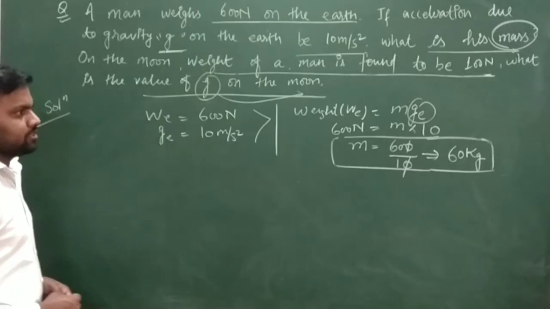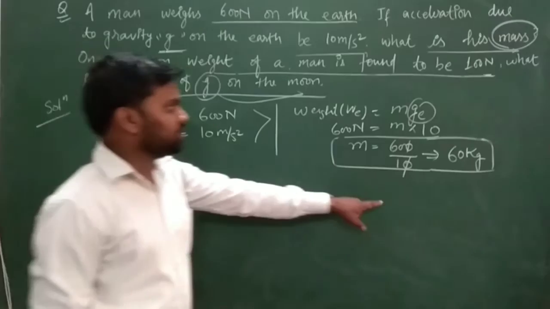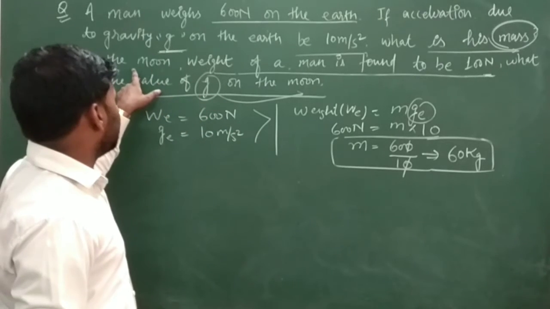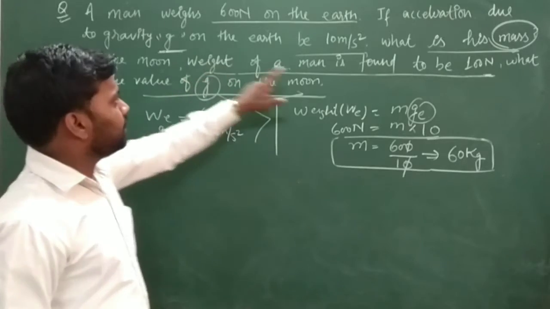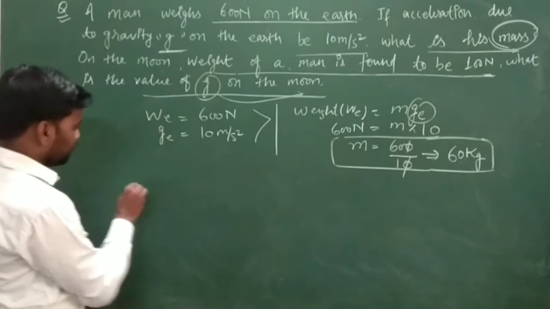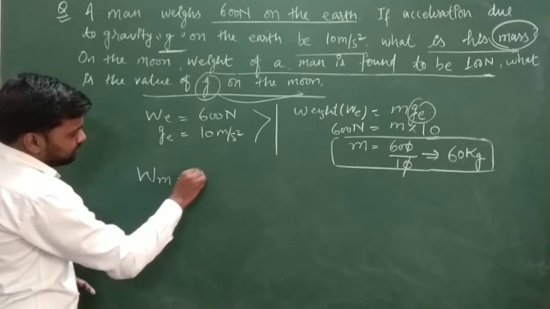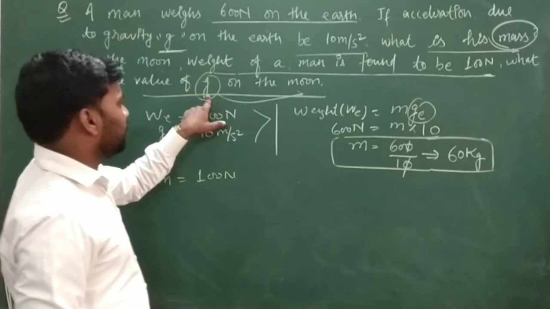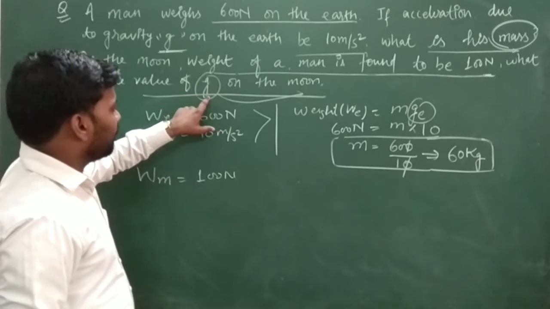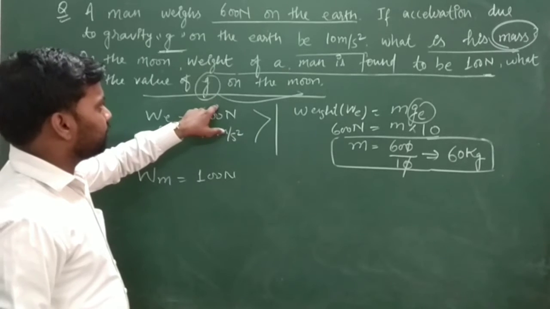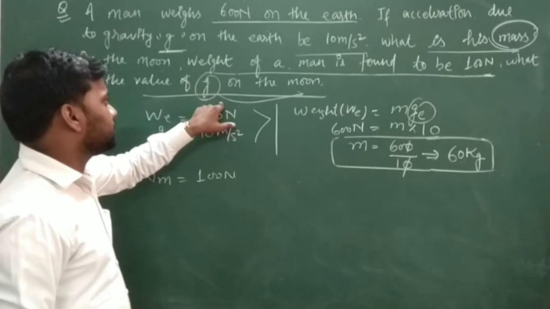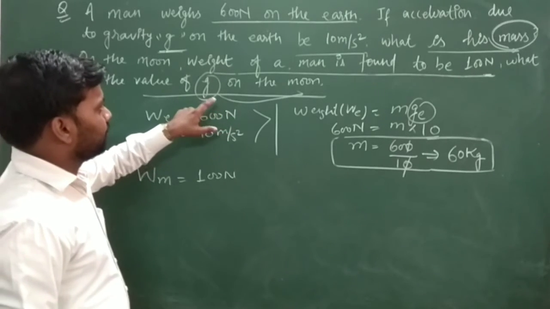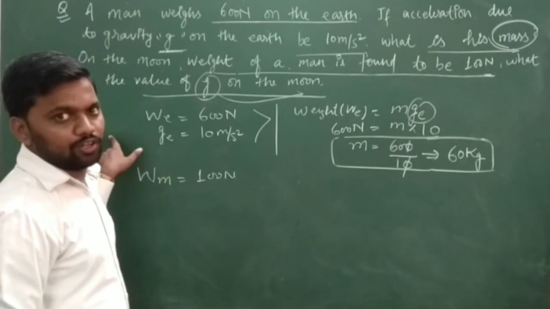Now the next part is that this person is having mass 60 kg and weight 600 Newton on the earth. Here it is given that on the moon weight of a man is found to be 100 Newton. So weight on moon is 100 Newton, already given. We need to find out the value of g here. How can we find it? We will solve it by the relation that we have seen in the previous session, that weight of an object on the surface of the moon will be 1/6 of the weight on the surface of the earth.